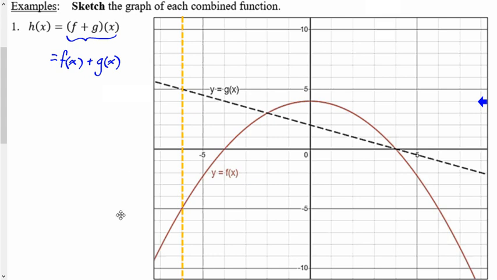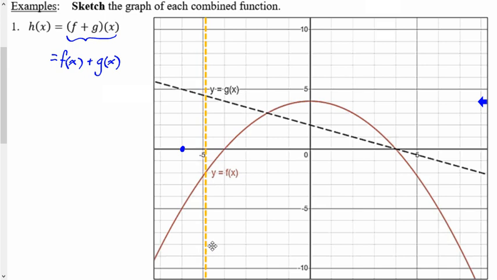So when x is -6, my f of x function has a value of -5. So remember, that's the y value of this function. And the g of x function has a y value of +5. So if I add those two together, -5 plus +5, I get 0. So the sum of the two functions will give me a point right here. So now, how about I move this line along? And I'm going to look here. I don't get very nice y values for this x value.